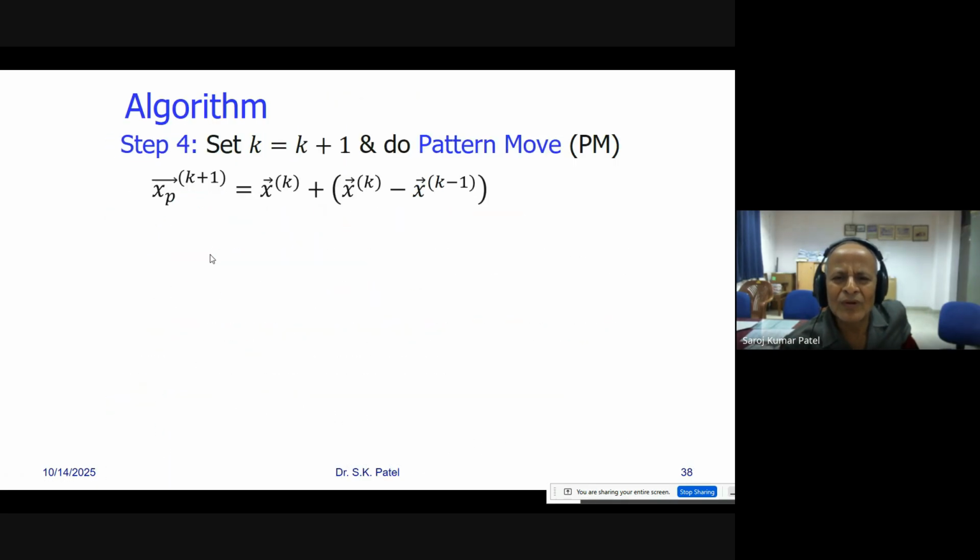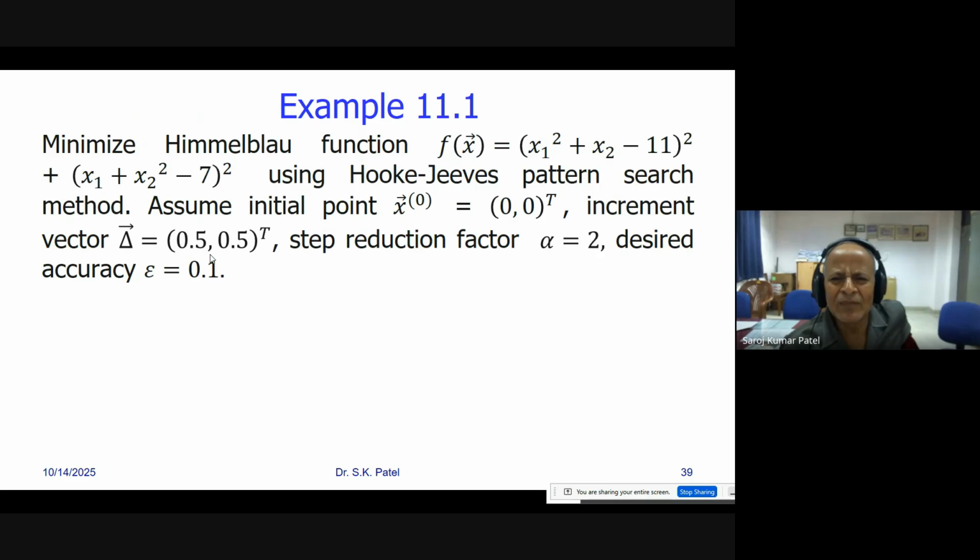So these are all the algorithm. Let us go to the example so that you can understand directly. So we'll minimize this f of x. This is a two variable problem using Hooke-Jeeves pattern search method. Initial point we start from 0, 0. There is x1 0, x2 0, and then increment vector is 0.5 in x1 direction, 0.5 in x2 direction. Step reduction factor is 2, means half we will reduce, and desired accuracy is 0.1, 1 decimal point accuracy.